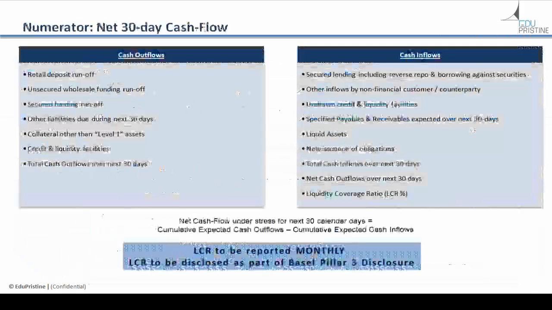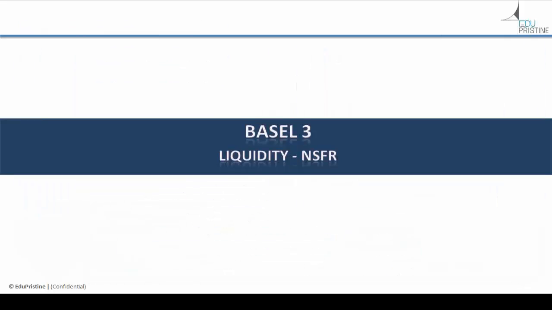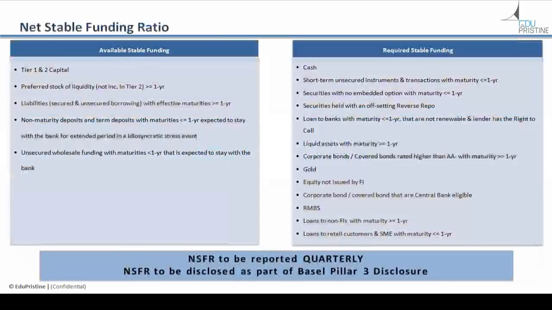Now, what do we mean by available stable funding? It's primarily Tier 1 and Tier 2 capital. It's preferred stock of liquidity, and not included in Tier 1. Secured and unsecured liabilities with 1 year maturity or greater. Non-maturity deposits and term deposits which have maturity of less than 1 year and which are expected to stay within the bank even during stress. Unsecured wholesale funding with maturity of less than 1 year, again, which is expected to stay within the bank under stress. So these are all considered as available stable funding.